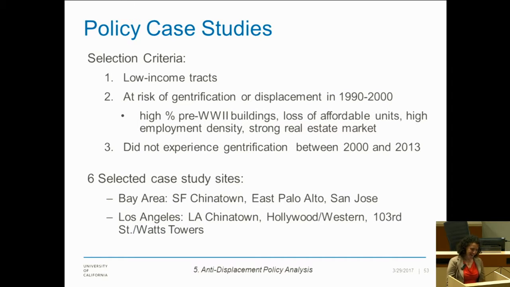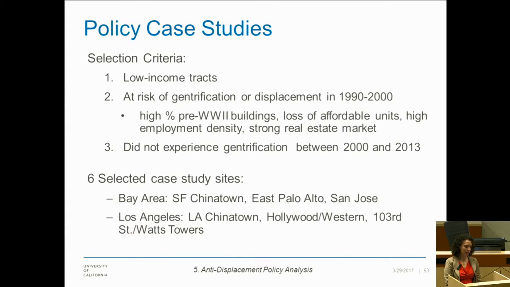Thank you. So then we also did policy case studies. In each region, we looked at 3 different neighborhoods where, according to our analysis that Karen presented earlier, we would have expected to see gentrification, but we didn't see it. So from 1990 to 2000, in analyzing the data from that time period, we would have thought that it would have gentrified from 2000 to 2013, and it didn't. So we looked in those 3 neighborhoods in each region to see what's going on in there.